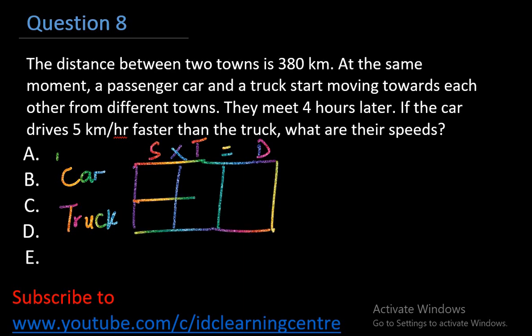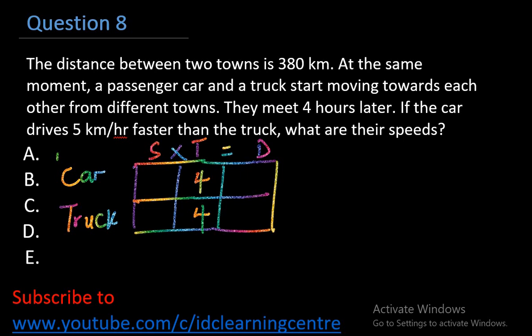In the information given, a passenger car and a truck start moving towards each other. The time was given. They met each other after 4 hours. The total time it took them to meet each other is 4 hours. That's per vehicle. It took the car 4 hours to meet the truck, and the truck 4 hours, if they are moving towards each other.